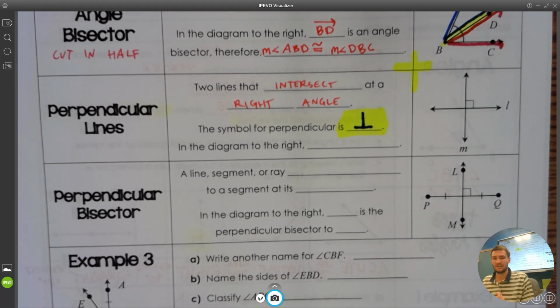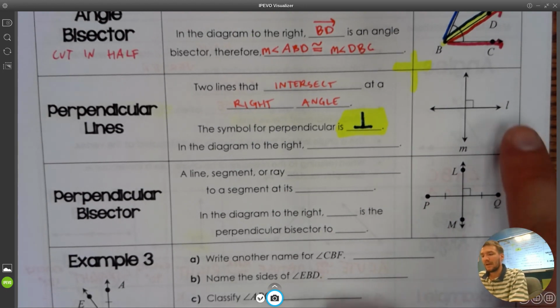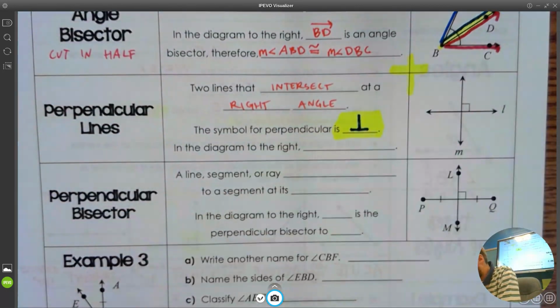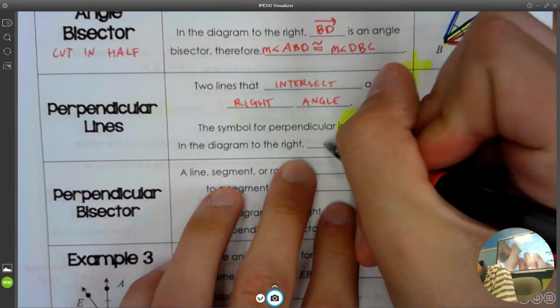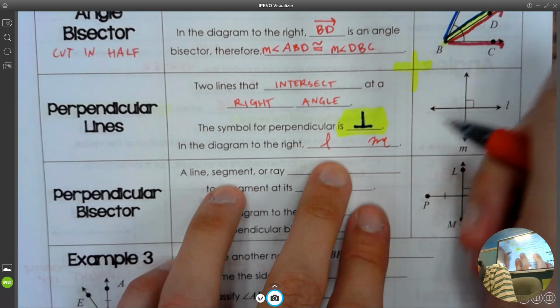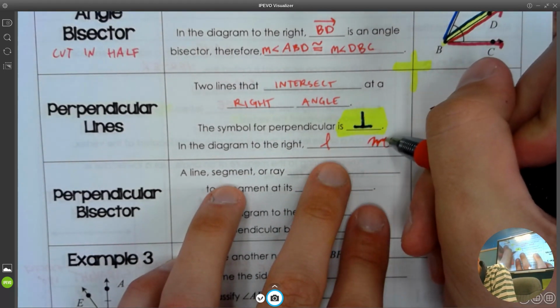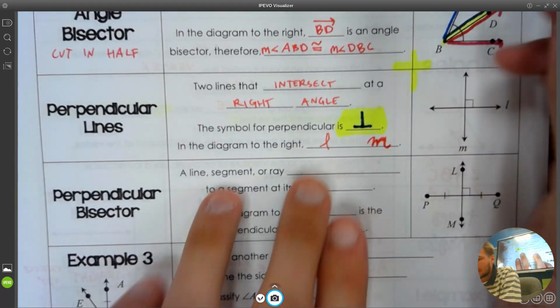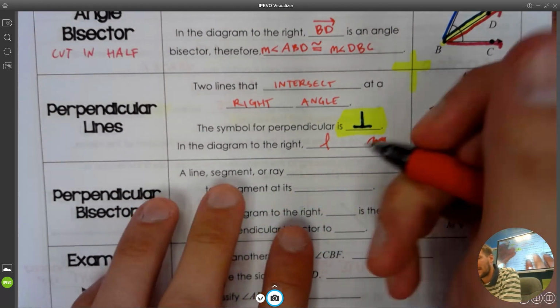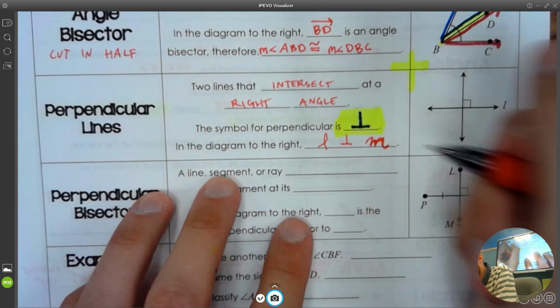So what we could say over here is that line L and line M, that's a really ugly M that I just did. It's got a couple extra bumps on it. Doing some cursive, we could say that these two lines, because they meet at a right angle, are perpendicular. Upside down capital T.